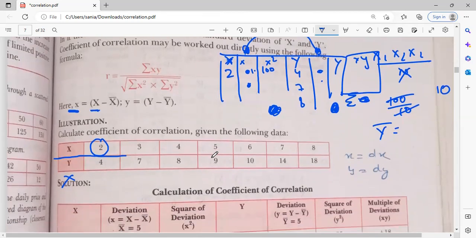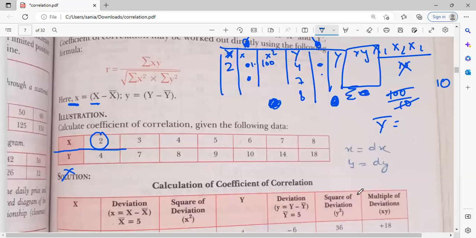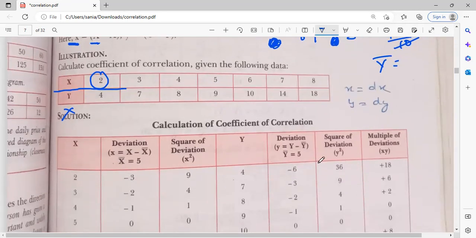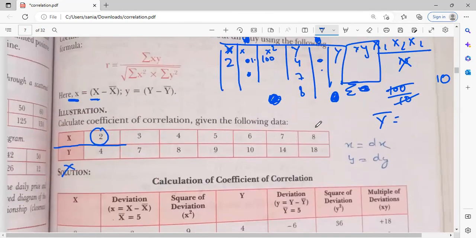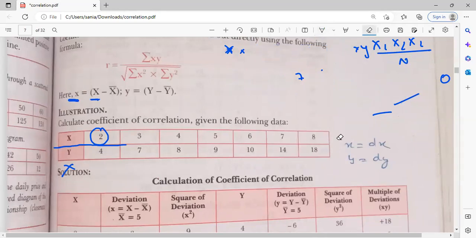Can you see this? Yes? Right? Ma'am, how much mark will this come for? This can come for 4 or 6 marks. Depends.